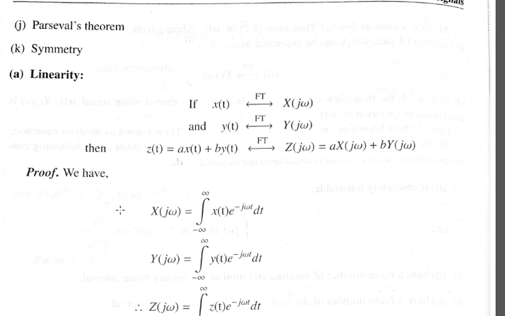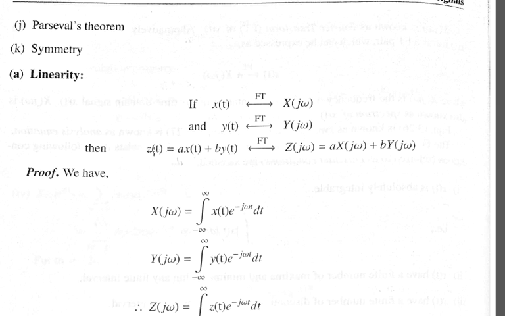Now let's see the linearity property. So what is the linearity property? We know the weighted sum of input signals should be equal to the weighted sum of output signals. To prove that, we need to consider two signals. Let's say x of t and y of t are the two signals, and their Fourier representations are X of j omega for x of t and Y of j omega for y of t.